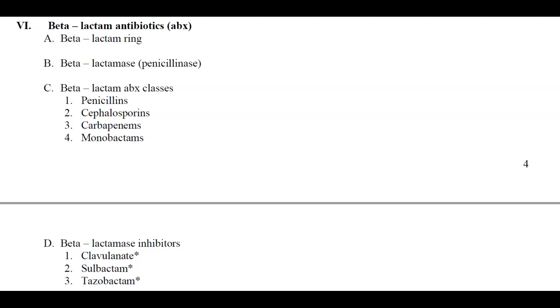Beta-lactam antibiotics. Beta-lactam antibiotics are bactericidal. The beta-lactam antibiotics name came from the beta-lactam ring that is present in their chemical structure. So this is where the name came from.